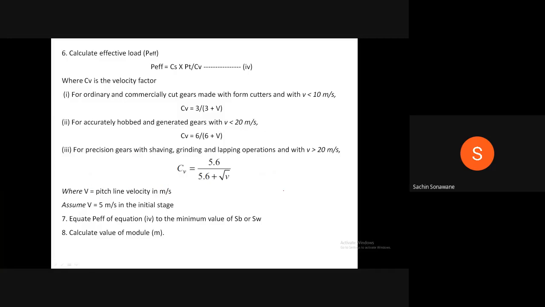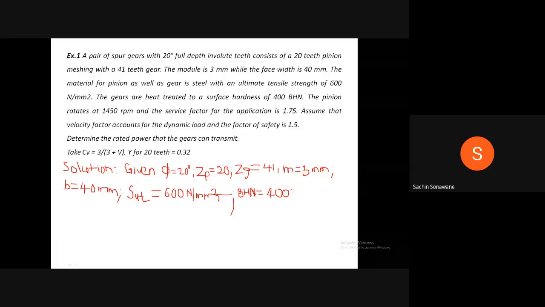Now, again, they have given us that the pinion rotates at a speed of 1450 rpm. Therefore, write down small n suffix p, NP is equal to 1450 rpm. Then they have given us that service factor is 1.75. Therefore, CS is equal to 1.75.